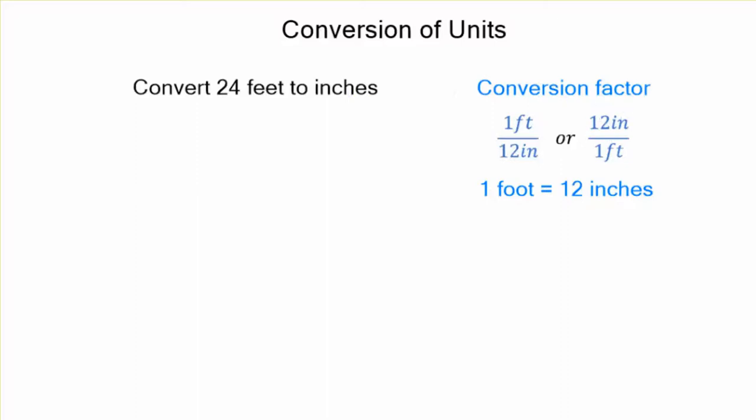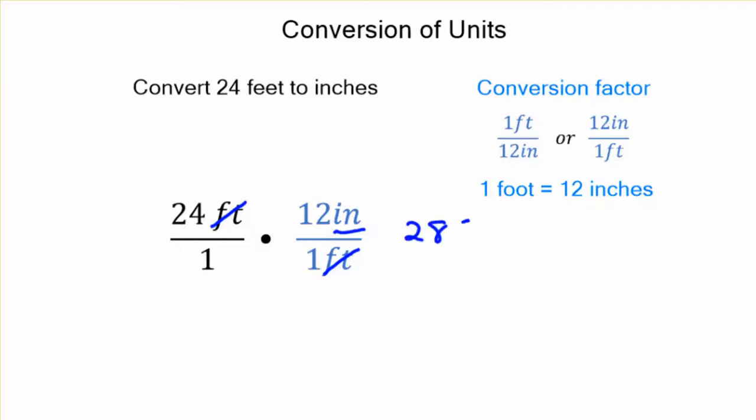Let's go ahead and write that. 24 feet over 1 and 12 inches over 1 foot. Well, feet are on top and bottom, and inches are left on top. Then we just do 24 times 12 inches, and we get 288 inches. Very simple. Feet were eliminated because that was on the bottom.